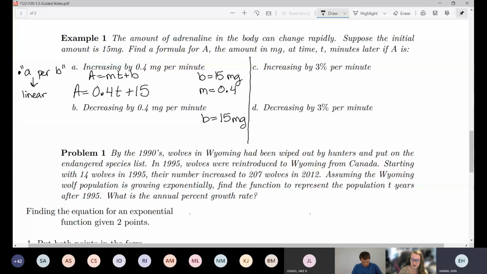So that doesn't change where we started. So the point was that b is still 15. But by saying decreasing, that changes our slope.